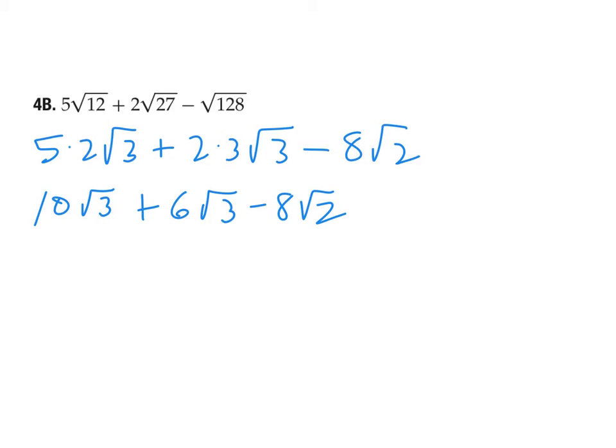Can I combine them all together? No. Which ones can I combine together? The square root of 3's. So this minus 8 root 2 is going to be off on its own. Can't do anything with it. This is going to give me 16 root 3 minus 8 root 2, and that's all you can do.